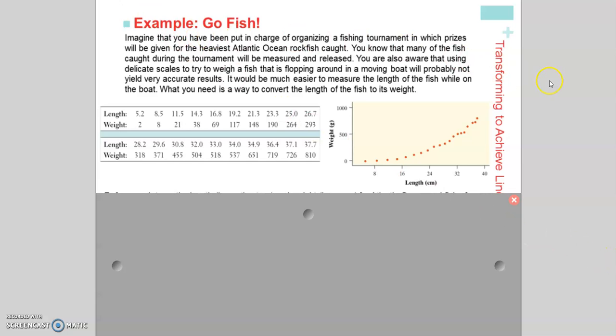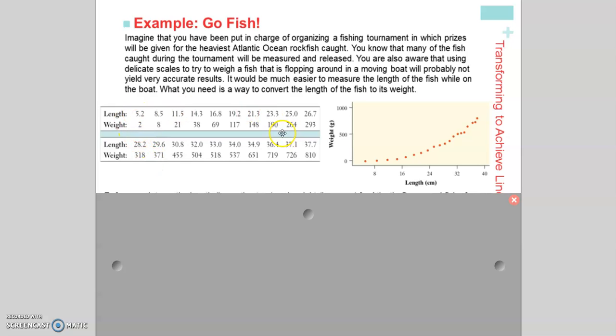All right, let's take a look at an example here. Imagine you've been put in charge of organizing a fishing tournament, and there are prizes for the heaviest Atlantic Ocean rockfish that is caught. Now, you know many of the fish caught during this tournament are going to be measured and released, but using scales for a fish that is flopping around in a moving boat doesn't yield very accurate results. However, it is much easier to actually measure the length of the fish while on the boat. So you need a way to convert the length to the weight.